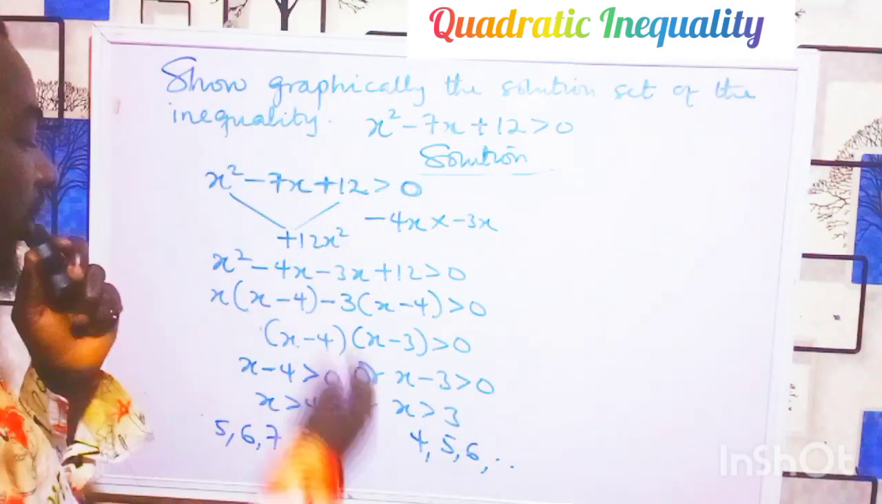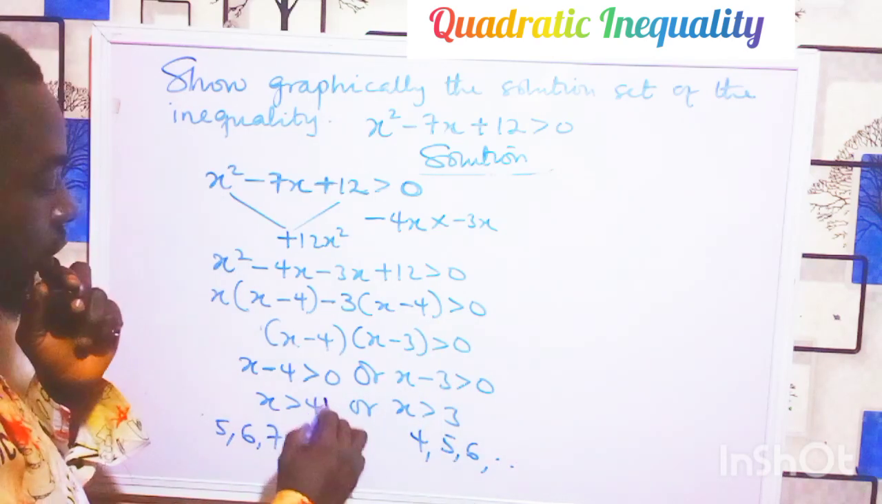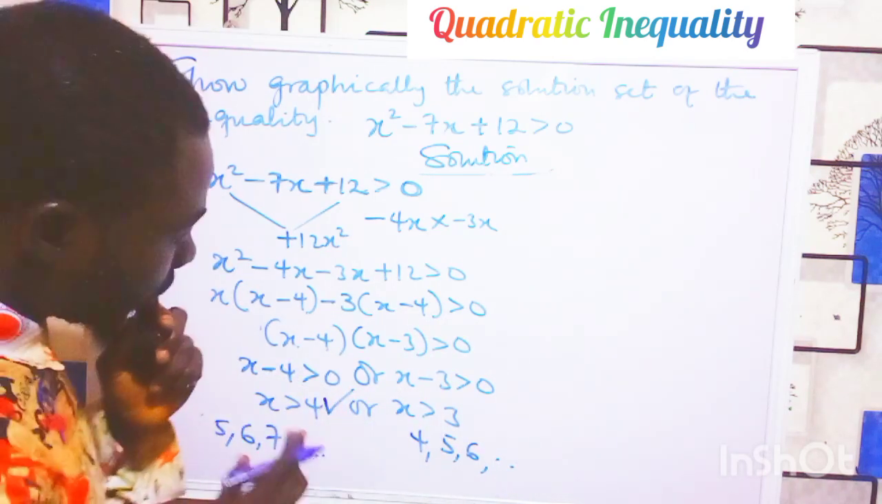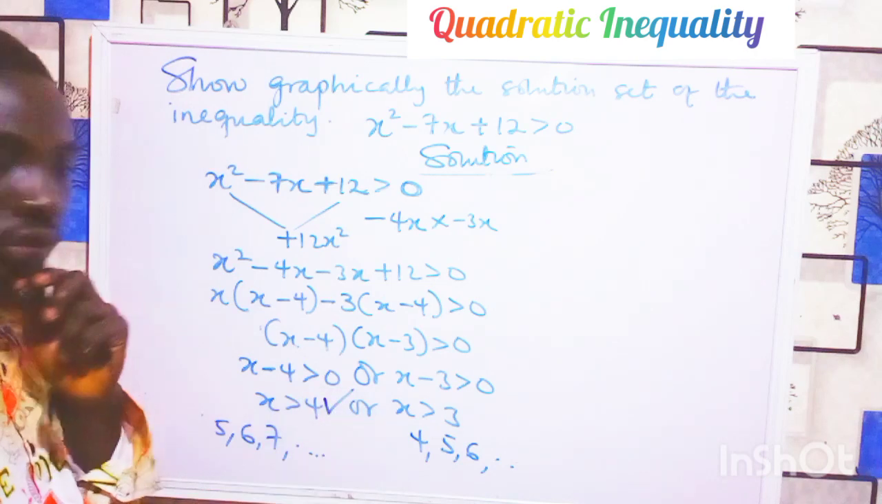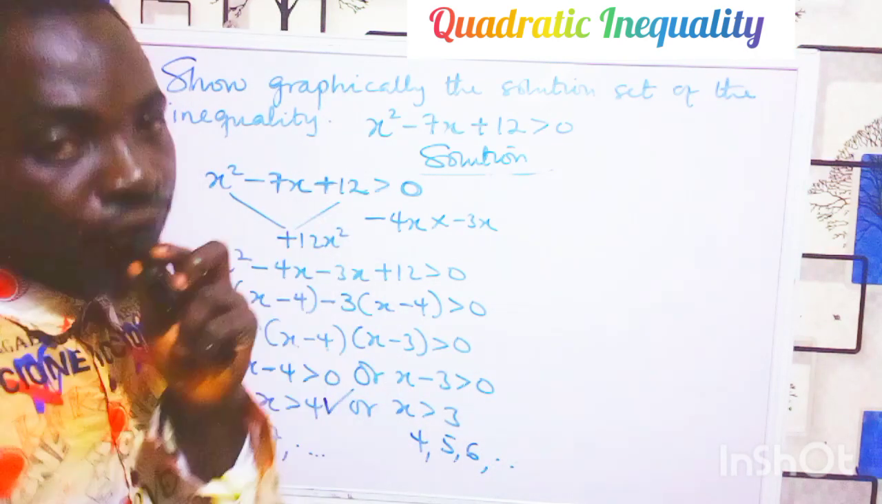So which means the value of x that will satisfy this one is when x is greater than 4. So out of the two greater-than conditions, the correct one that will satisfy this inequality expression is when x is greater than 4.